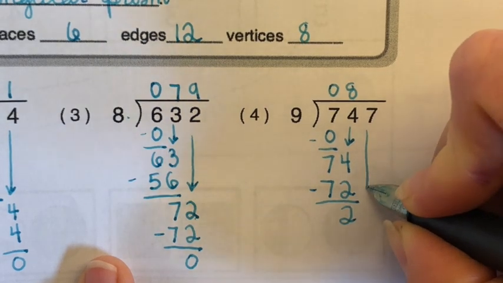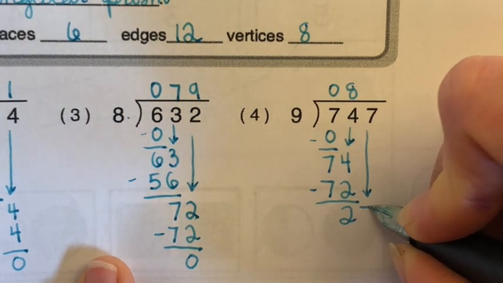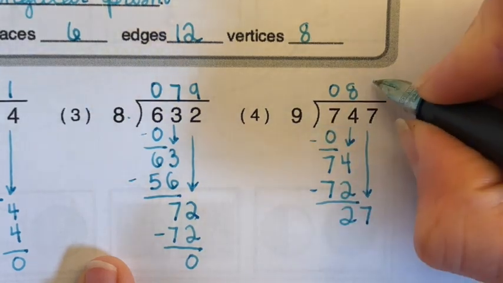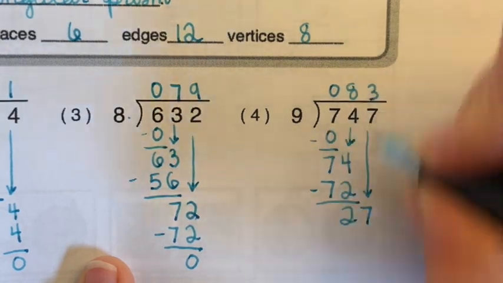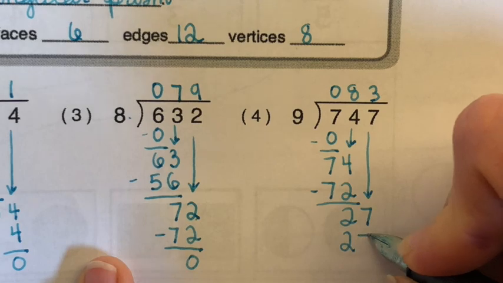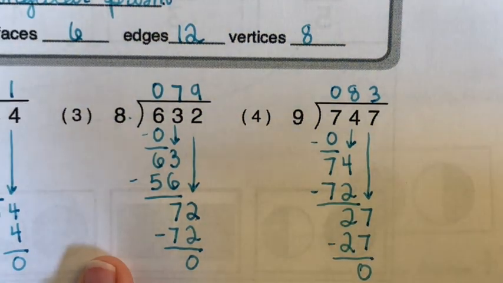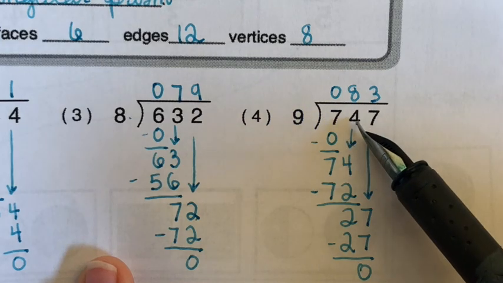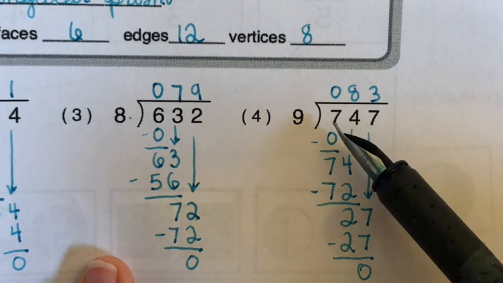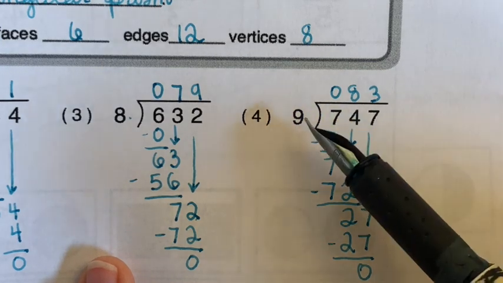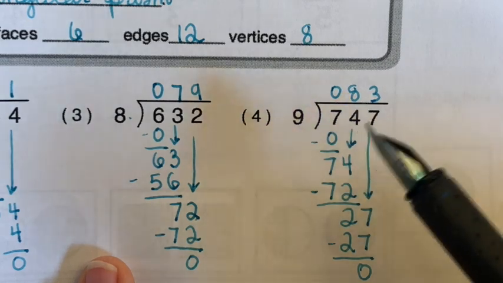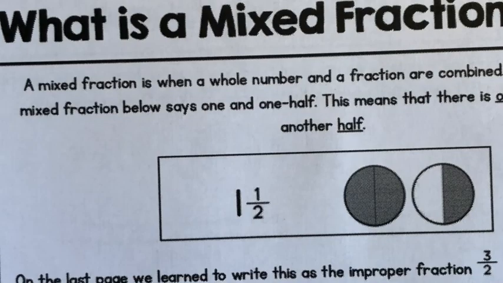Now, bring down this 7. 9 goes into 27 3 times. 9 times 3 is 27. Subtract to find the difference. You have your answer. So 747 divided by 9 is 83. On to the other side.